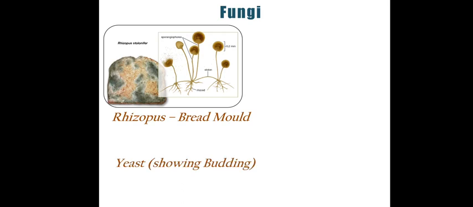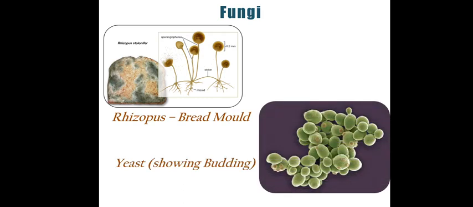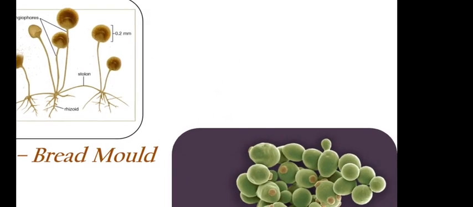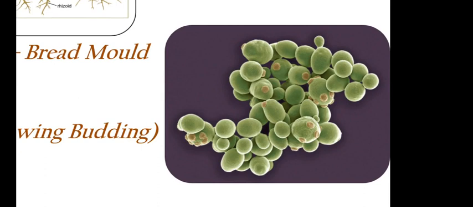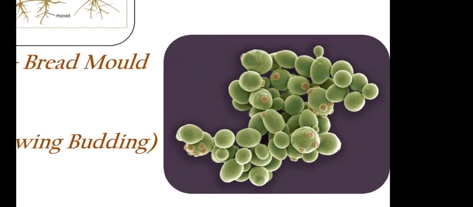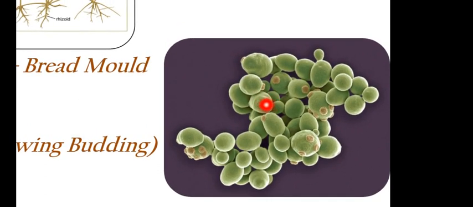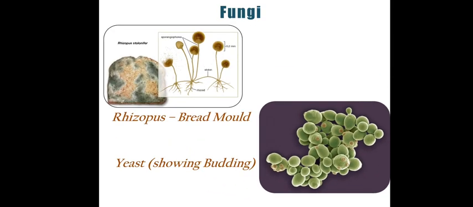At the same time we have the fungus like yeast. Yeast is also used in many of our confectionery items, like cake and bread, so we use yeast also. This yeast is, you can see, basically a unicellular organism, and this brownish color part is budding. That means growing of a new yeast cell out of the parent cell. So that is basically the budding process. This is the yeast. So these are the fungi.